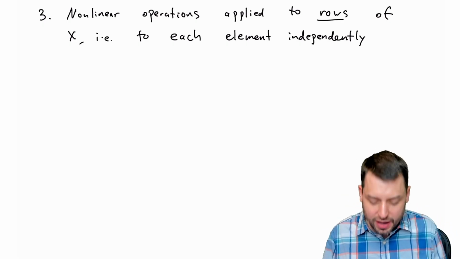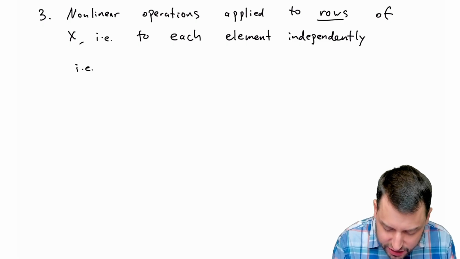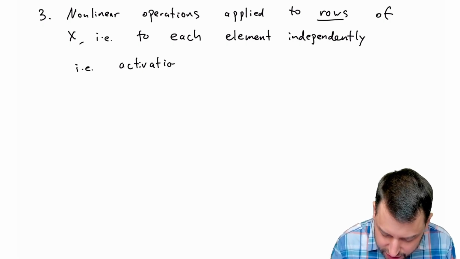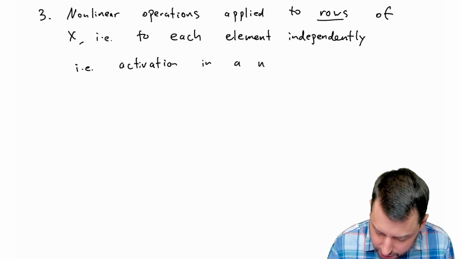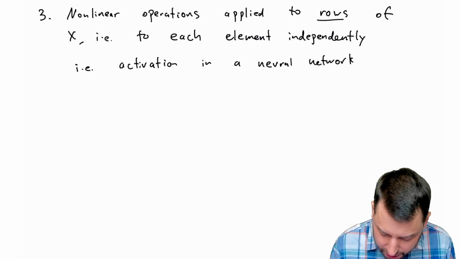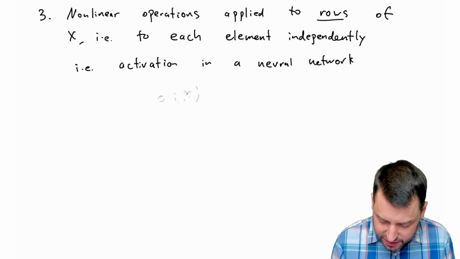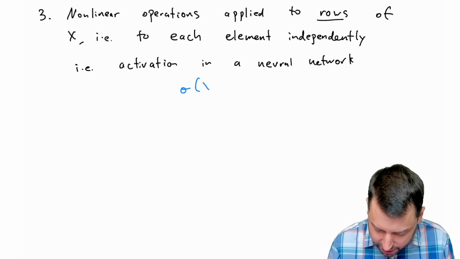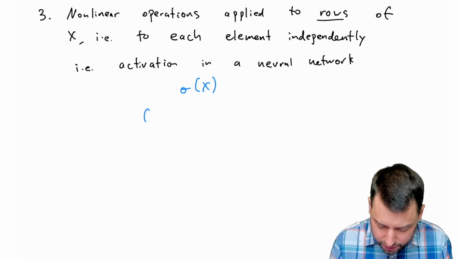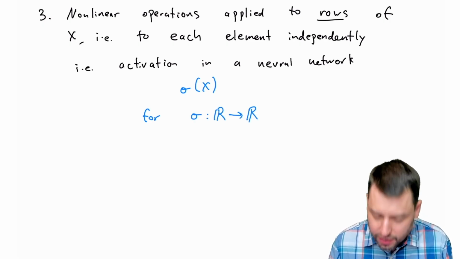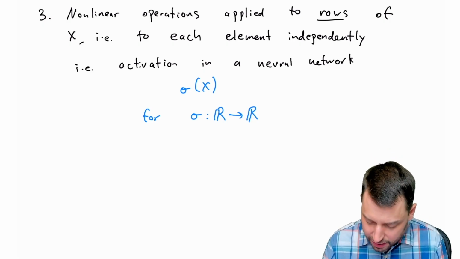These are things like applying activations in a neural network. You might have sigma of X, or something like this, where sigma is just some nonlinear function that maps real numbers to real numbers, and this is then applied element-wise.